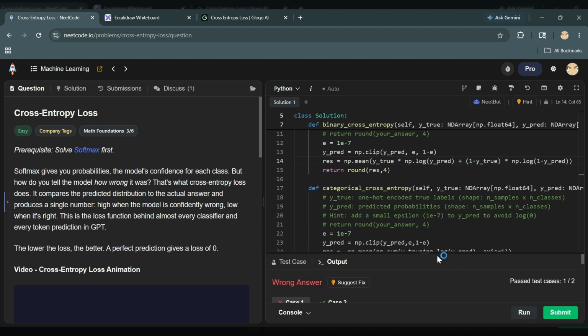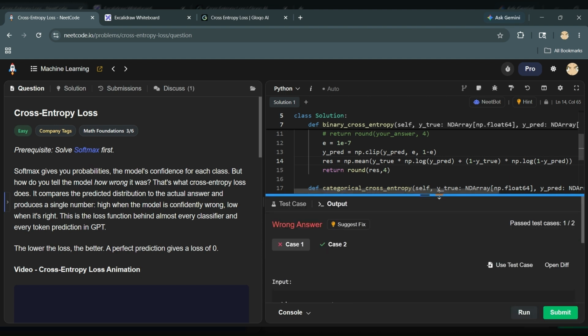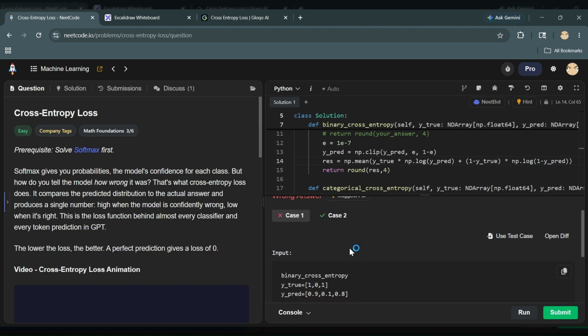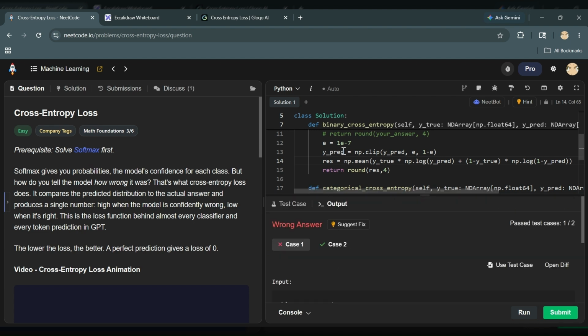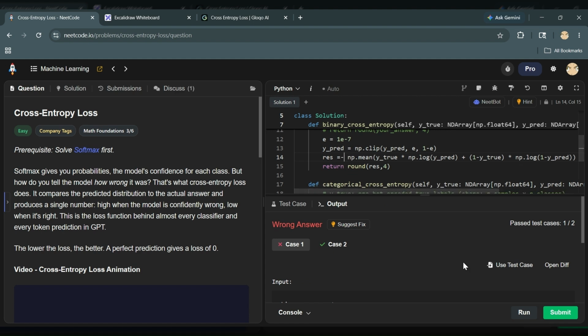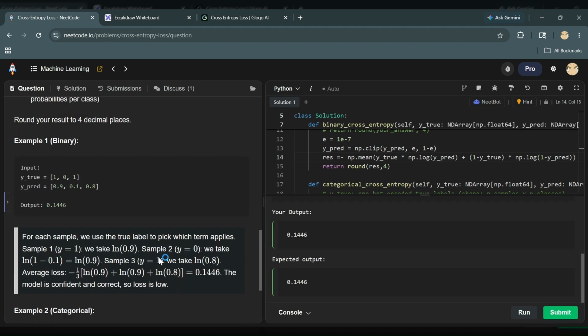Let's run this up. Still we got wrong answers, but case 2 is working. Case 1 must be some indentation issue. No, yeah, here we need to add a minus, basically the first thing. So we got a solution here.